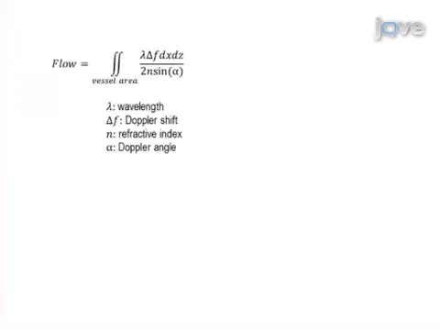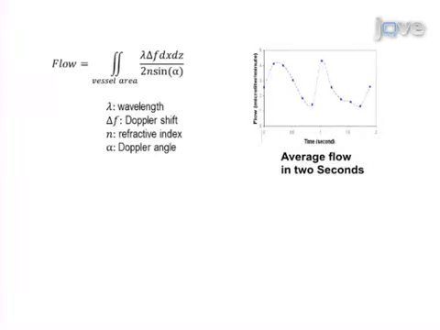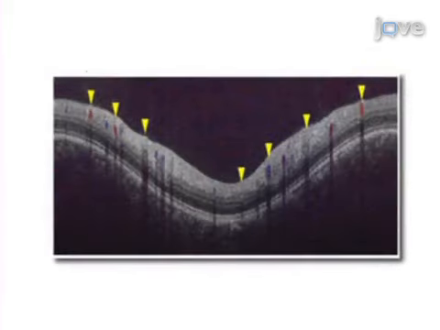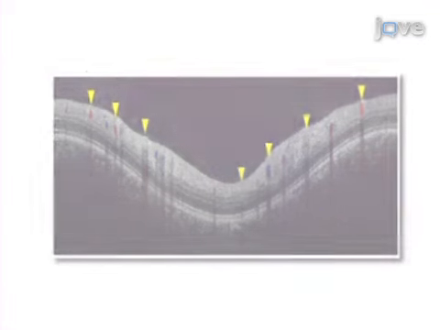The final step is to calculate the Doppler signal and Doppler angle of the detected retinal veins and estimate the blood flow and velocity in each vein. Ultimately, total retinal blood flow is obtained by summing the blood flow in all veins around the optic disc.